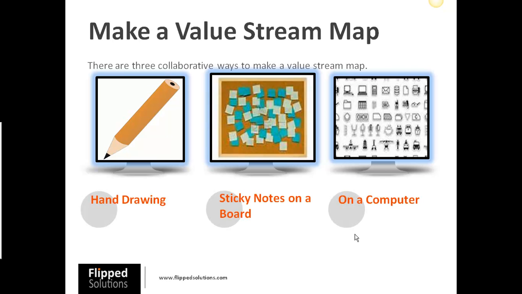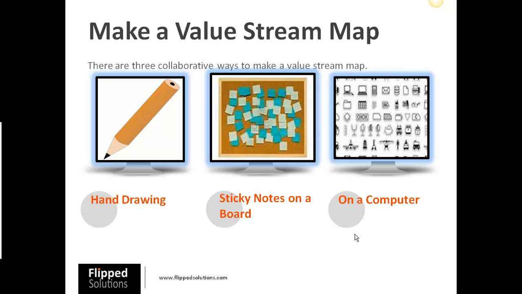There are 3 collaborative ways to make a value stream map. The first one is by hand drawing, which is just very simple. A lot of times people will lay out a piece of craft paper and just start drawing out the process. The second way is through sticky notes, which is really great because the sticky notes you can move around as you're trying to understand the process in the current state and then what you're going to do for the future state.